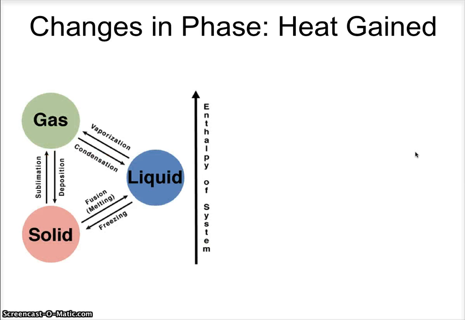Okay, so now in the changes of phase, in terms of heat gain, here is a diagram of how the solid will go to a liquid, from a liquid to a gas, and from a gas back down to a solid. It can go in reverse this direction or go directly up through sublimation and deposition, whereas we have melting and freezing, and we have vaporization and condensation. So we have the enthalpy of the system basically being that the heat content increases as you go from a solid to a liquid, from a liquid to a gas.